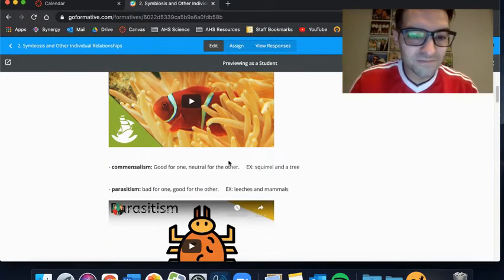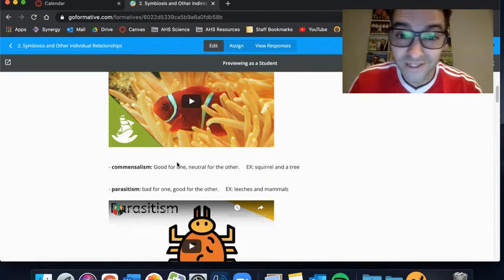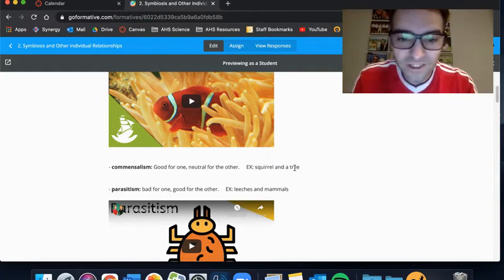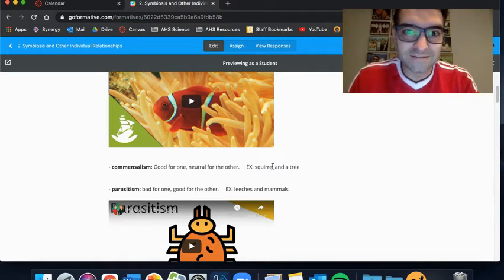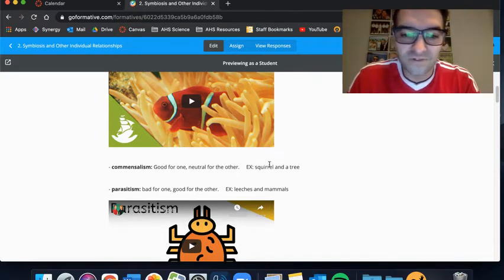Then there's commensalism, which is good for one and neutral for the other. So not every relationship is necessarily going to be bad or good. Sometimes it could be a neutral relationship. A brief example of this would be a squirrel and a tree. A tree is a living organism. A squirrel is a living organism. The squirrel will live in the tree, and the tree really isn't harmed, but it doesn't benefit from it either. But the squirrel definitely gets protection and storage and different things like that.